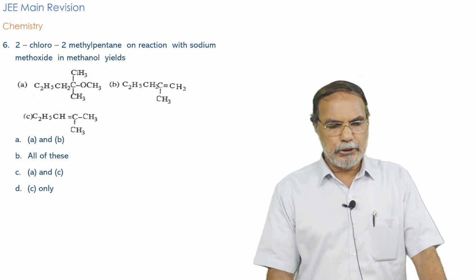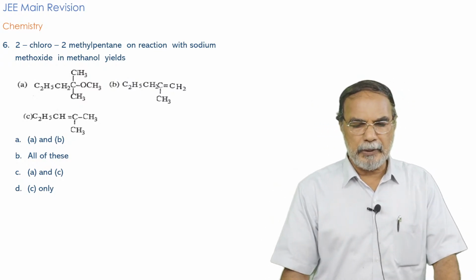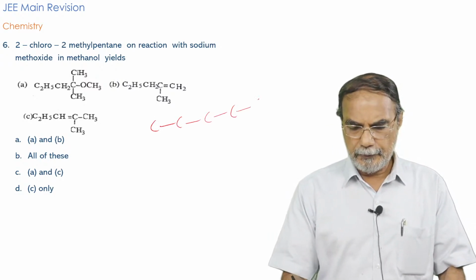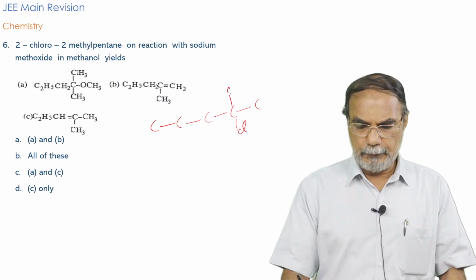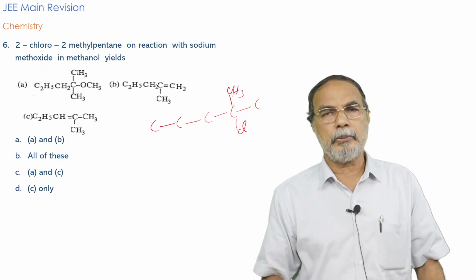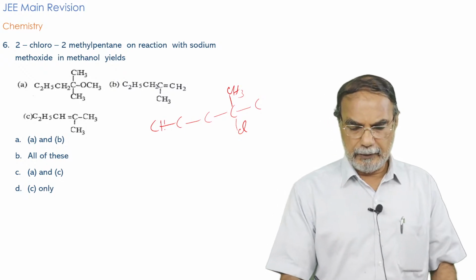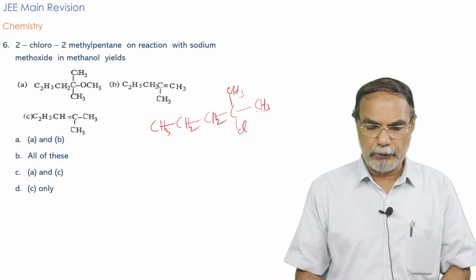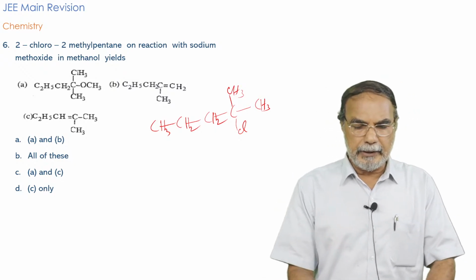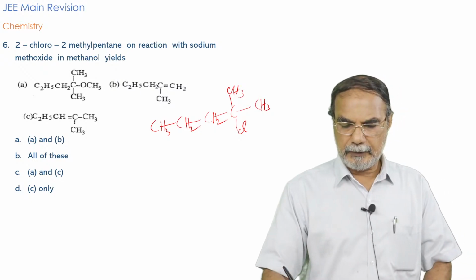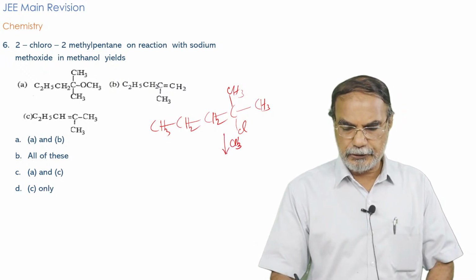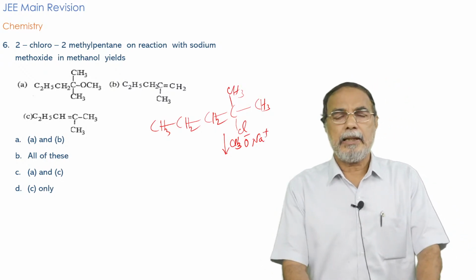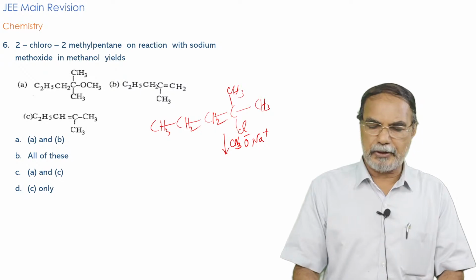Now coming to the next question, it's 2-chloro-2-methyl pentane. This is a compound, 2-chloro-2-methyl pentane. You can write the hydrogen atoms. So this is a compound, 2-chloro-2-methyl pentane, and it reacts with sodium methoxide. Reaction is with the sodium methoxide, CH3O minus Na plus. Again, it is a nucleophilic substitution reaction.